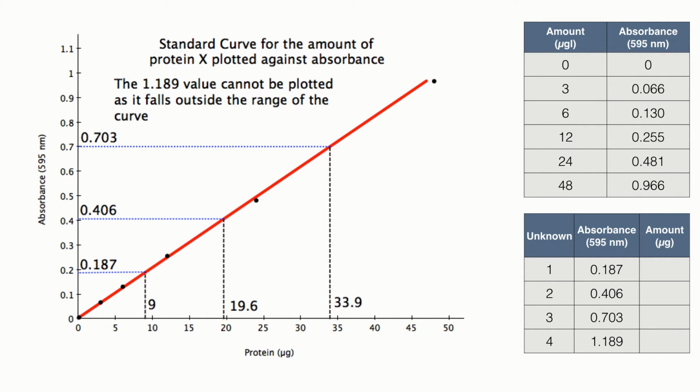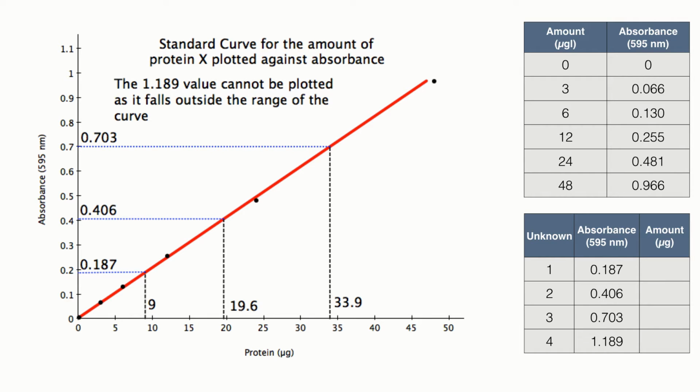Now this is a slightly different data set. Here I've got an amount of protein running from 0 to 48, and this again is in micrograms, and we've got a slightly different absorbance. Here I've got 4 unknowns, 1 to 4. Unknown 1 has an absorbance of 0.167, unknown 2 0.406, unknown 3 0.703, and absorbance of unknown 4 is 1.189.